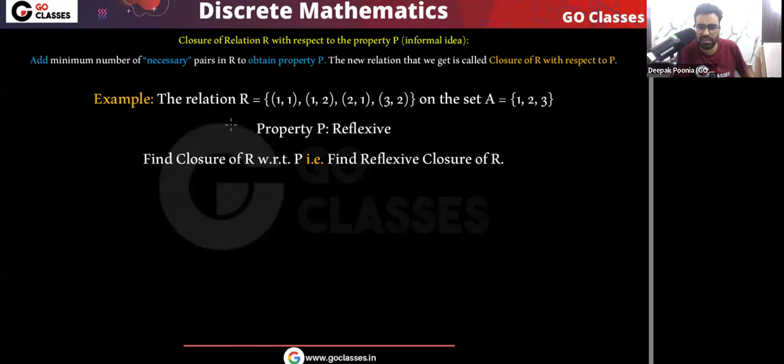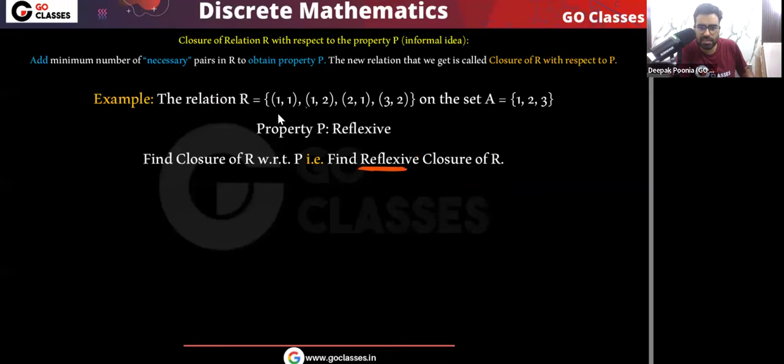And this property is given: reflexive. So relation is given, property is given. Two things are given to you. Now we need to find the closure of R with respect to P, which means we need to find the closure of R with respect to reflexive property. In one word, we need to find the reflexive closure of R. Here please understand, R is the relation, reflexive is the property.